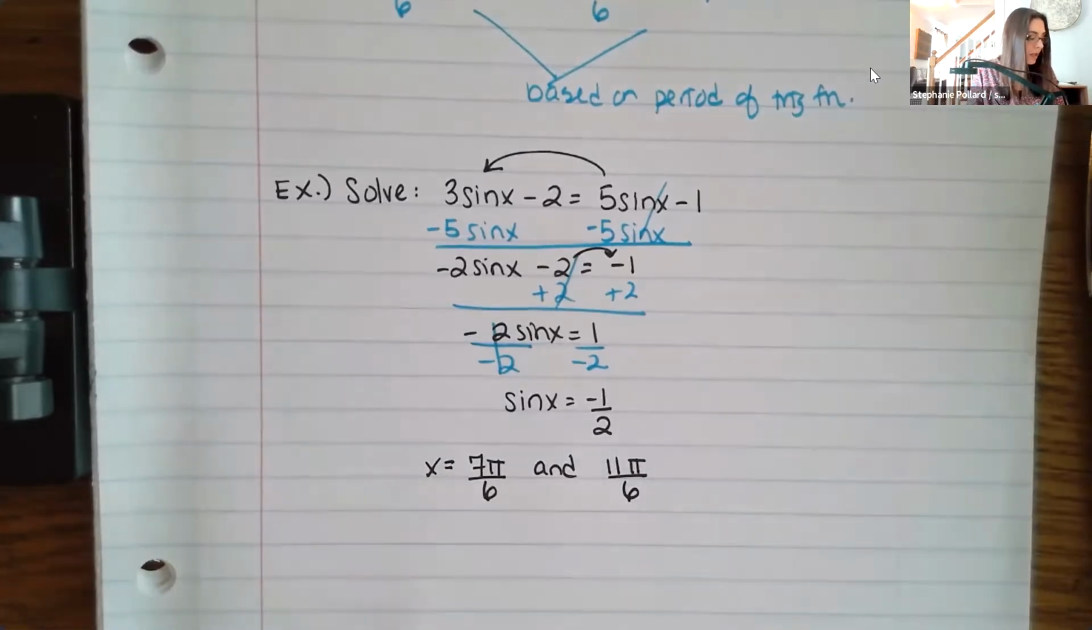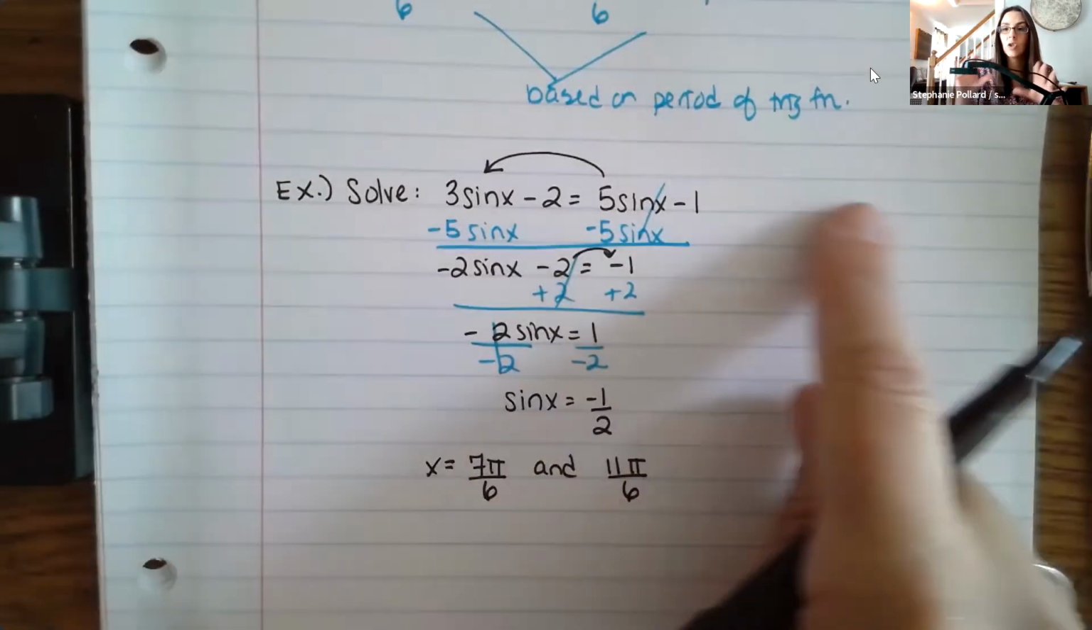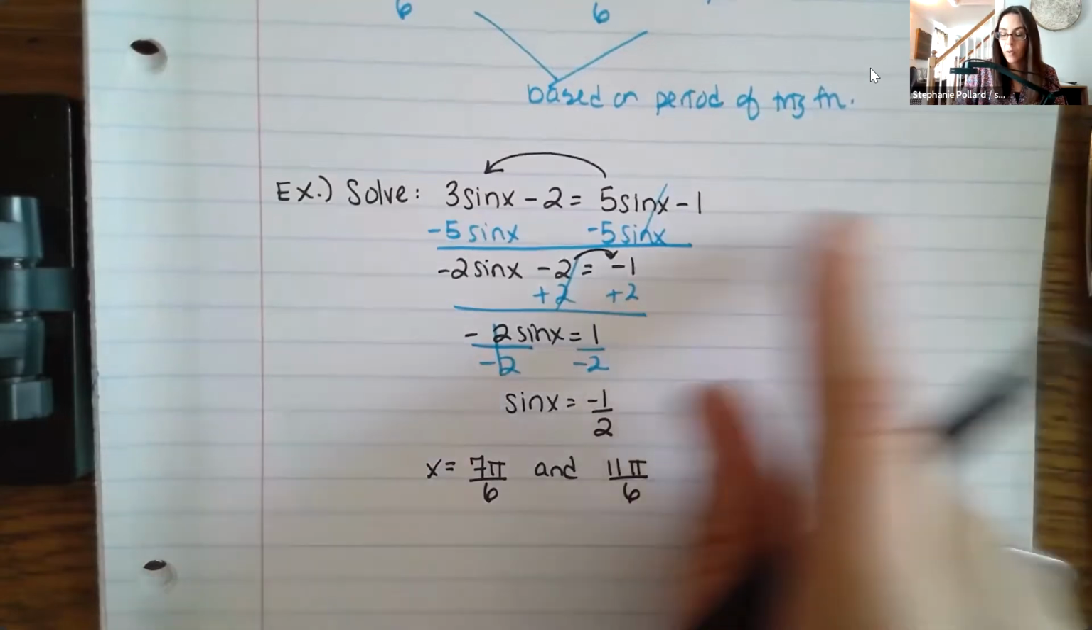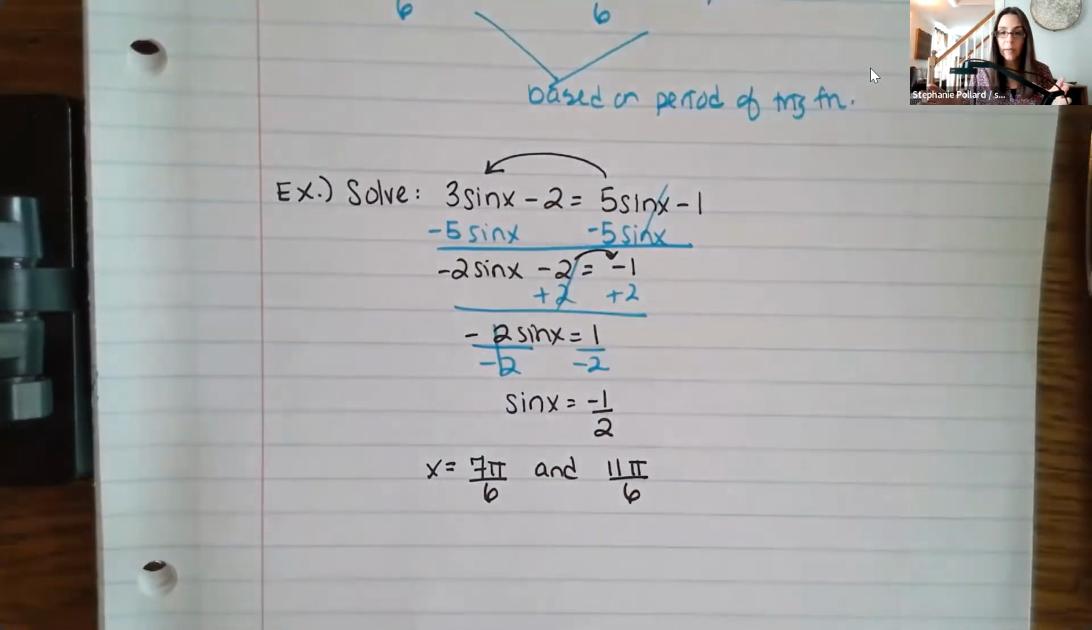Now, this equation here does not note or restrict the domain, right? It just says solve. Sometimes you'll see a domain restriction, and you'll have to keep that in mind. But here, we don't have that yet. So they want all possible answers. And again, you want to remember for sine, the period is 2 pi.